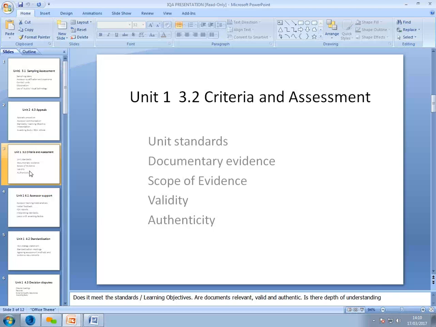Scope of evidence: the width or breadth or depth, whichever way you want to term it, of the evidence, the amount of evidence that you've got, whether it's sufficient. Is it valid? Do we know it's from the student, and is it authentic? Has the student done it himself?